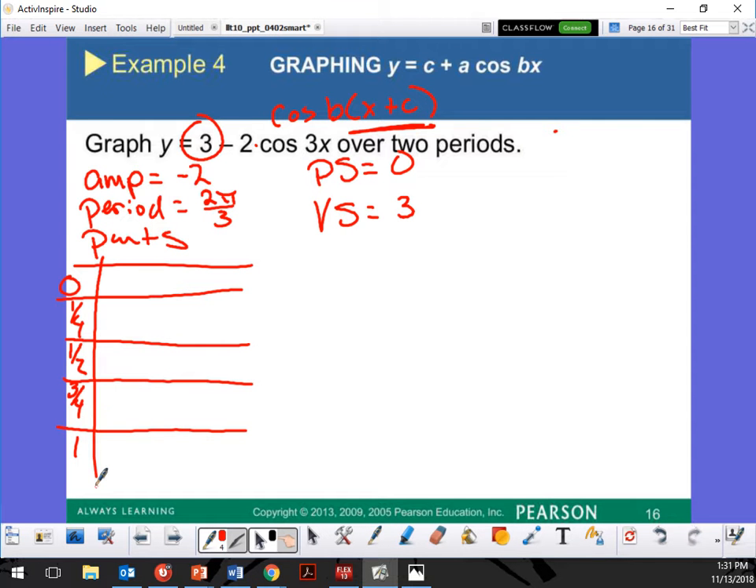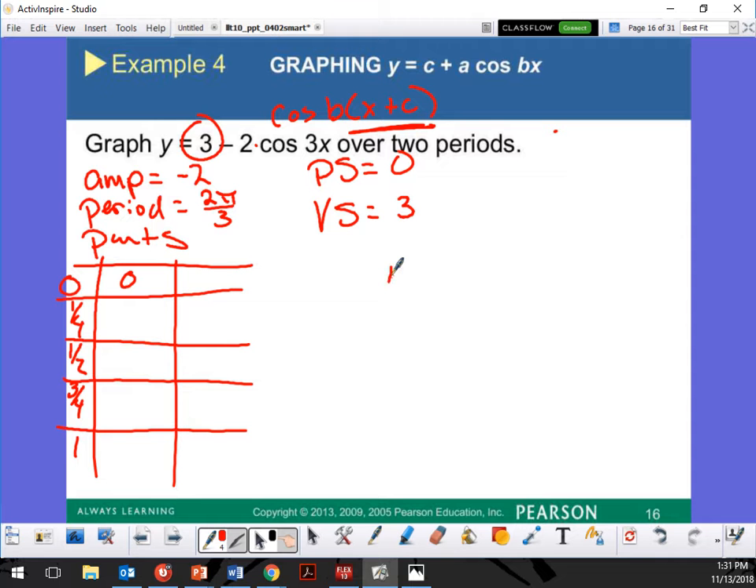Now, this next thing that I did, if you guys remember, this is part of my parts. It was my part times the period plus the phase shift. Do I have a phase shift? No. There's no phase shift, so it's just going to be part times the period. So 0 times 2 pi over 3? 0.